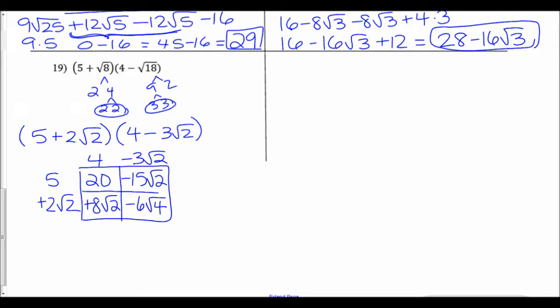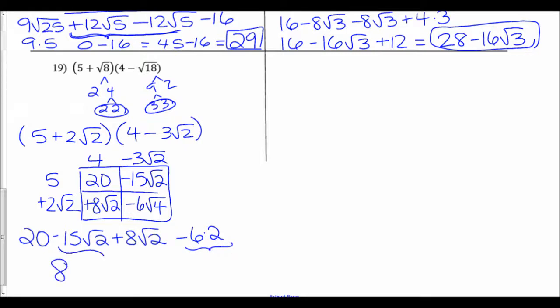Then I multiply these 2 binomials together using boxes. When I do that, I have 20. In my middle, I have minus 15 square roots of 2 and also plus 8 square roots of 2, which I'll put together in just a second. And my last term was minus 6 square roots of 4, which is 6 times 2, or really minus 12. So I have 20, and my minus 12 from the end can go together to make 8. And then I have minus 15 square roots of 2 plus 8 square roots of 2, which simplify to minus 7 square roots of 2. And that is my final answer.